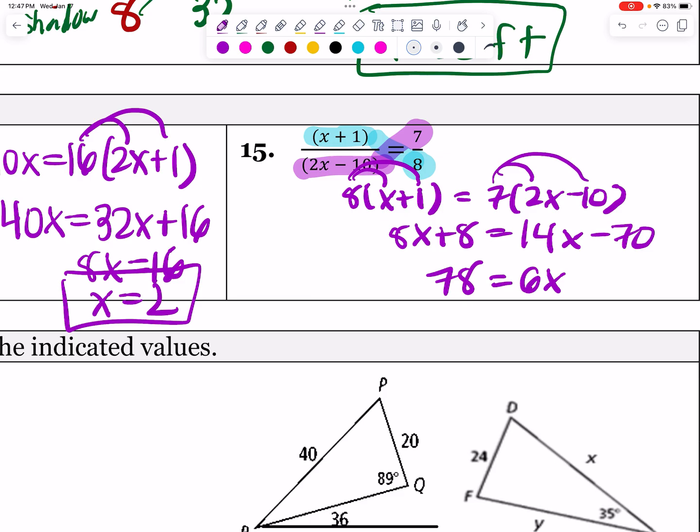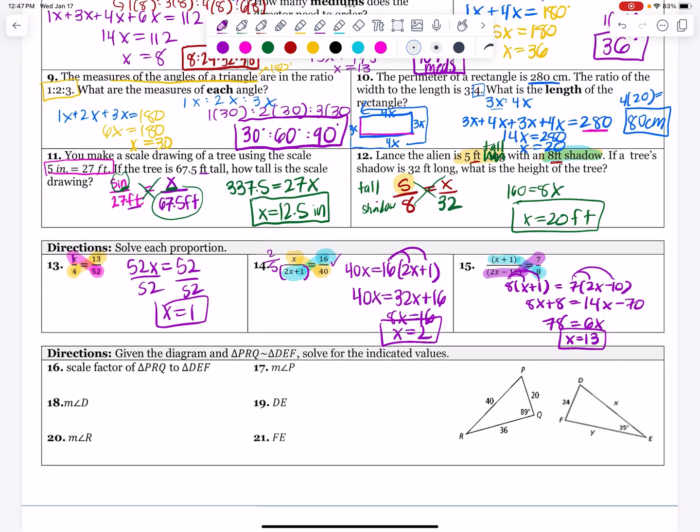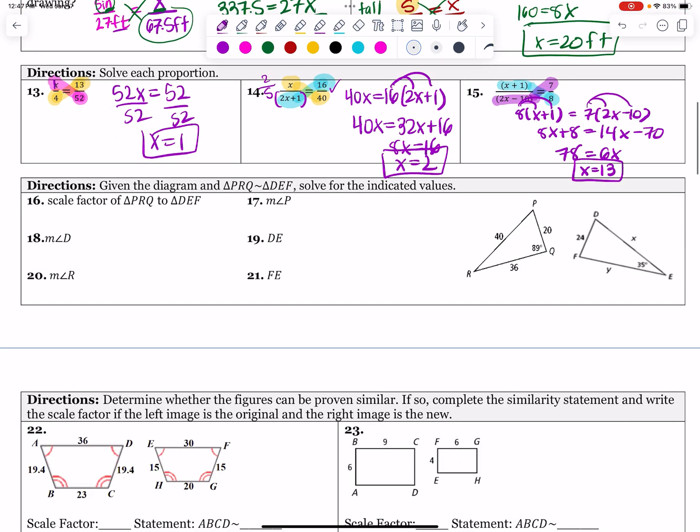And so what we're going to end up doing is we take 78 and we divide it by 6, and when we do that, we get 13. We get 13. Okay? All right, last little set.